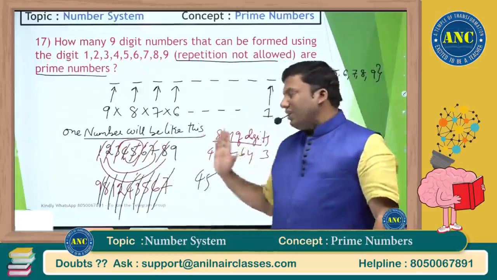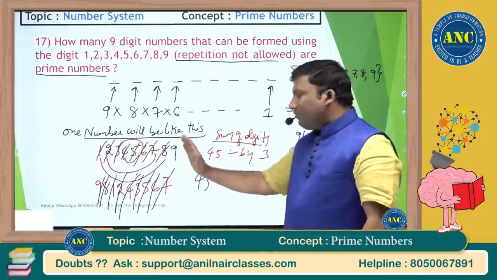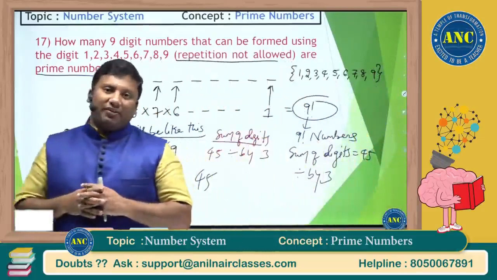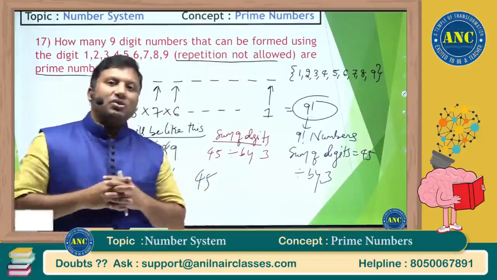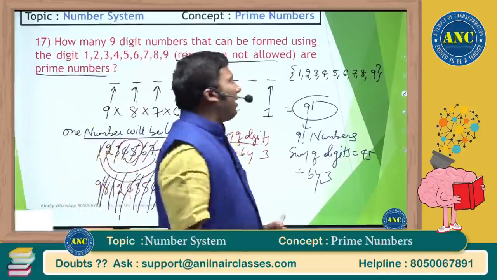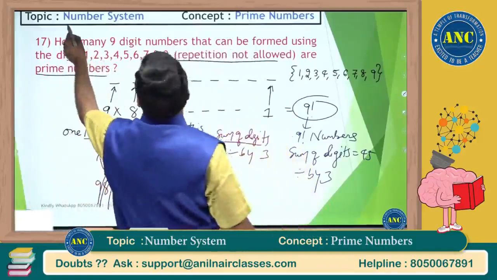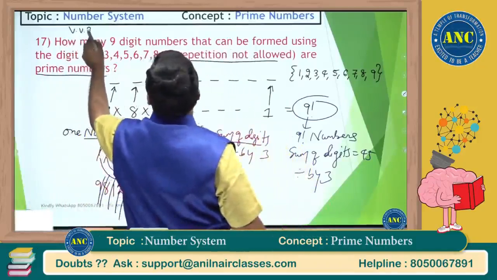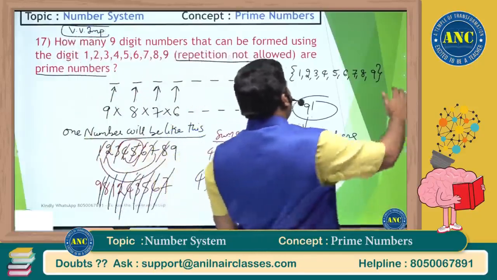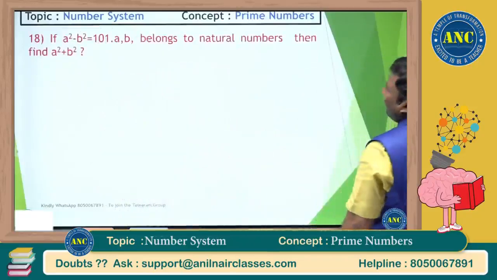One number will be like this: 1, 2, 3, 4, 5, 6, 7, 8, 9. The sum of the digits is 45. If the sum of the digits is 45, that means the number is divisible by 3. If it is divisible by 3, how can it be a prime number? Very, very important question. I hope it is clear.